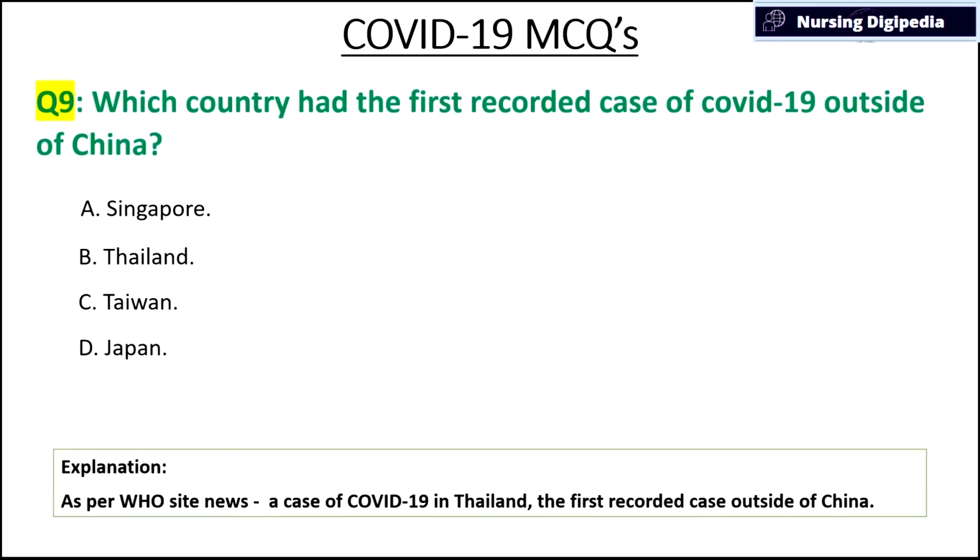Question 9. Which country had the first recorded case of COVID-19 outside of China? A. Singapore, B. Thailand, C. Taiwan, D. Japan. And the answer is B. As per WHO news, a case of COVID-19 in Thailand was the first recorded case outside of China.